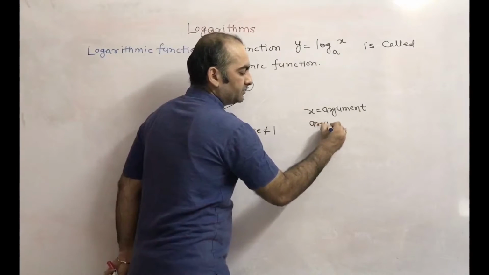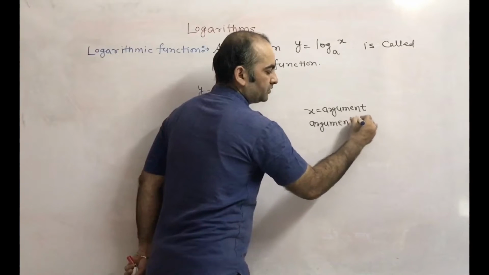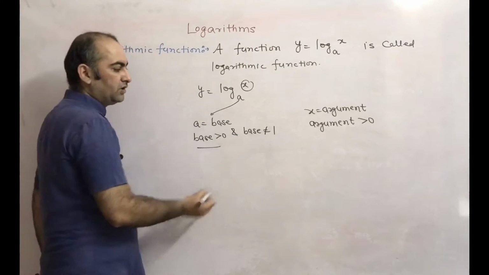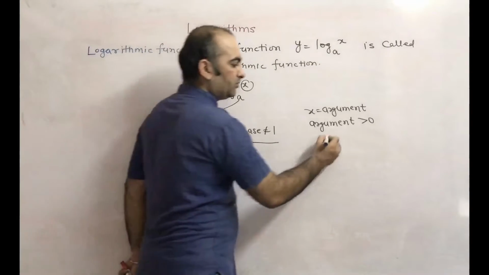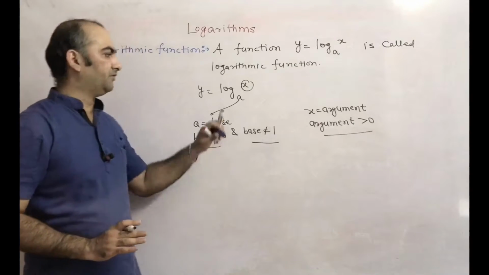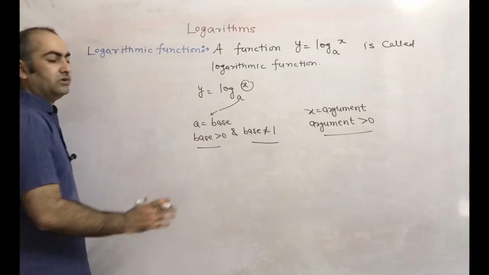So these three conditions: base should be greater than 0, base should not be 1, and argument should be greater than 0. They will be used for finding the domain of a logarithmic function. So this is your logarithmic function.